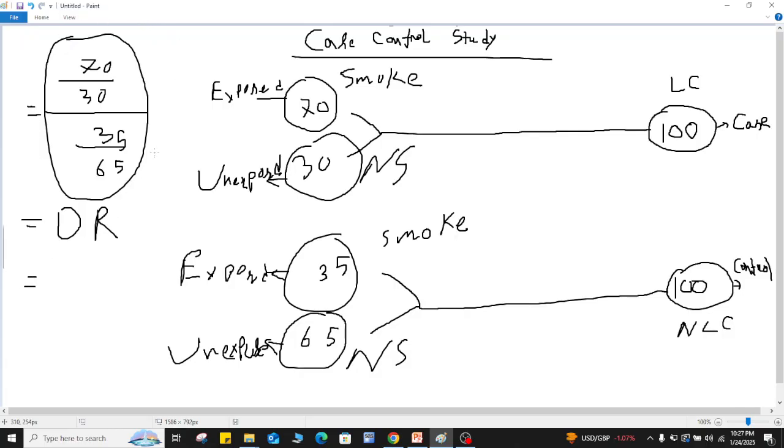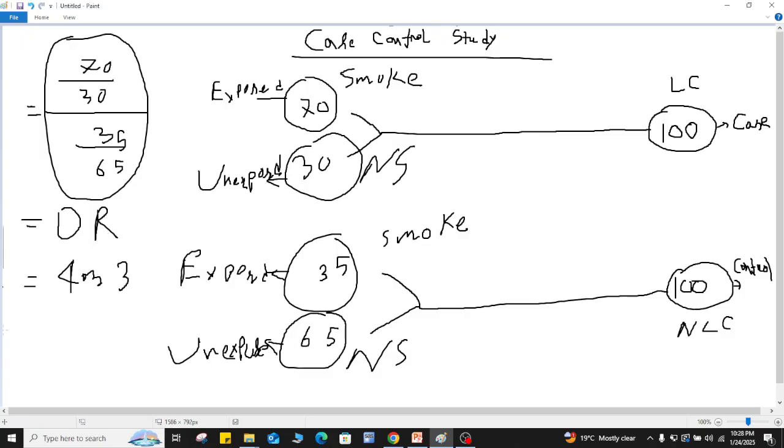However, simplifying this, let's calculate 70 divided by 30 and 35 divided by 65. So we get a result of 4.33, which is the odds ratio. So what is 4.33 actually telling us? This 4.33 is telling us that people who have a smoking habit are 4.33 times more likely to develop lung cancer compared to people who don't have a smoking habit.